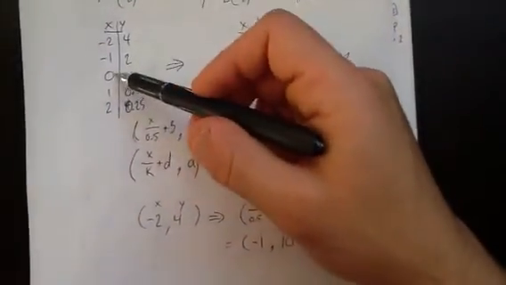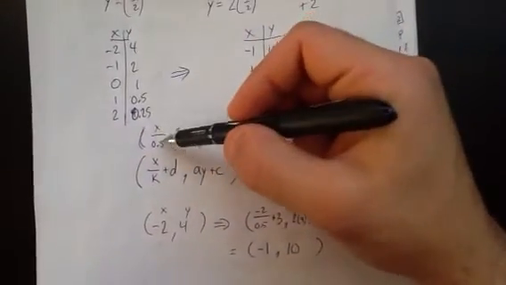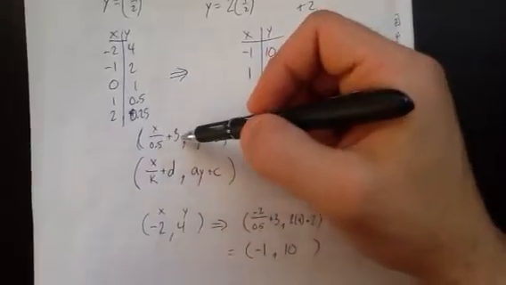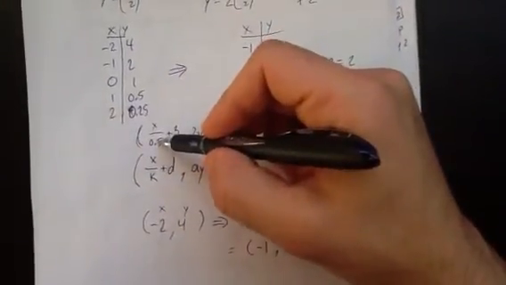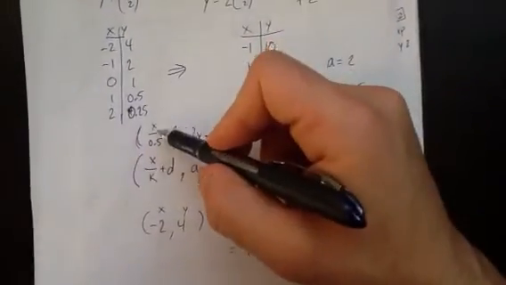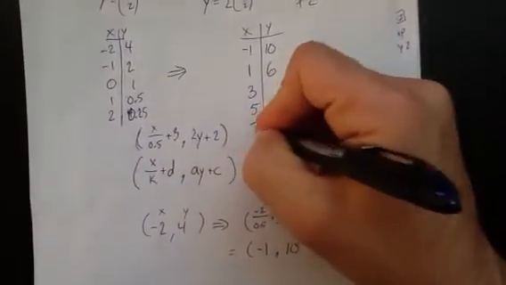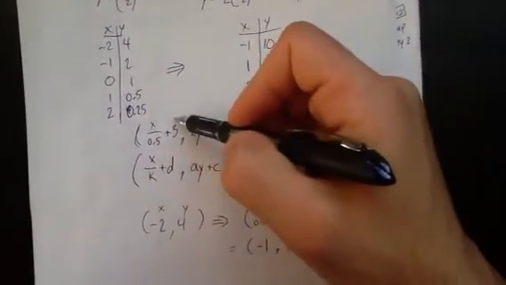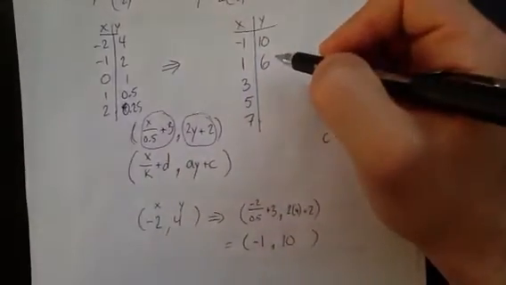Then changing all these, I'll actually change all my x's in a row. My 0 divided by 0.5 is 0, plus 3 is 3. My 1 divided by 0.5 is 2, plus 3 is 5. My 2 divided by 0.5 is 4, plus 3 is 7. That's how I change all my x values, using this. All my y values are changed using this.